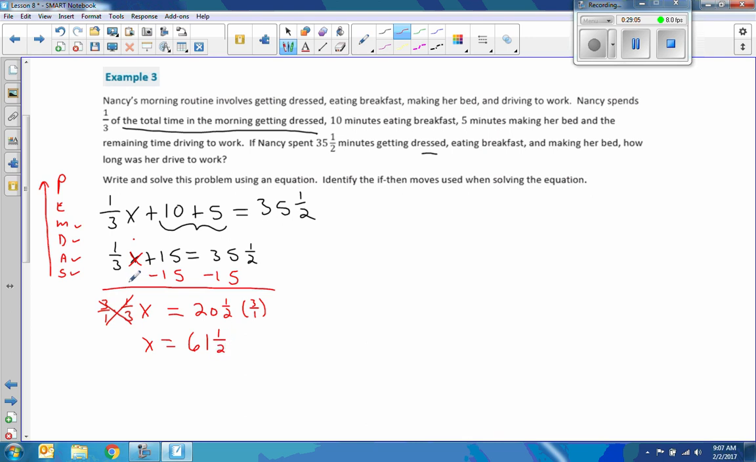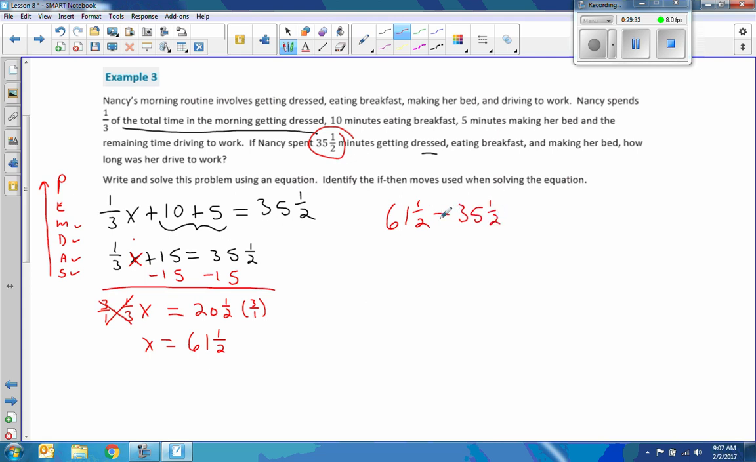Okay? So that is her total routine of getting ready. She spends 35 1/2 minutes to get dressed, eating breakfast, making her bed. How long was her drive to work? So 61 1/2 was the total. So if I take that 61 1/2, that's getting ready and driving to work, and subtract the amount of time to get ready.